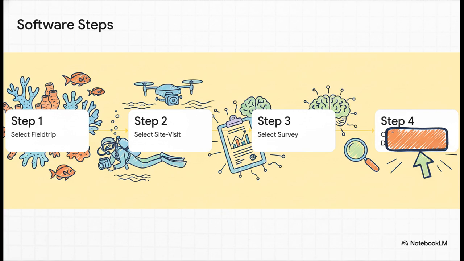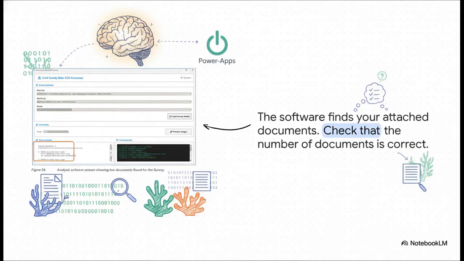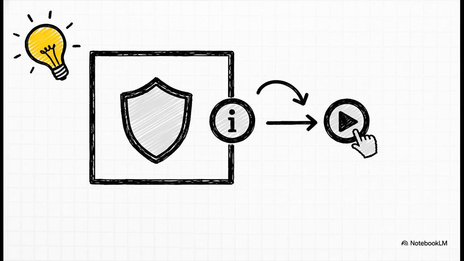And once those 3 are selected, Step 4 is to click the Load Survey Details button. And just like that, the software has reached back into Power Apps and found all those documents you uploaded earlier. Pretty cool, right? Just take a quick look and make sure the number of documents it found matches what you were expecting. Here's a quick tip, just in case.